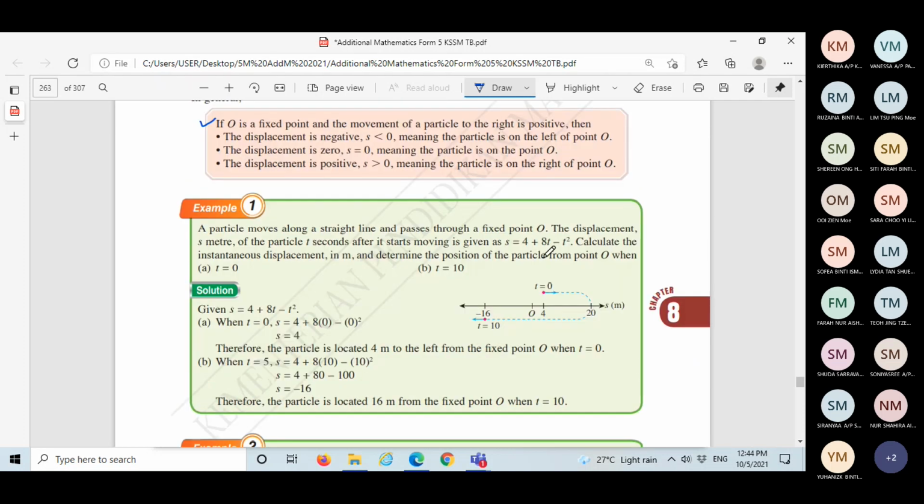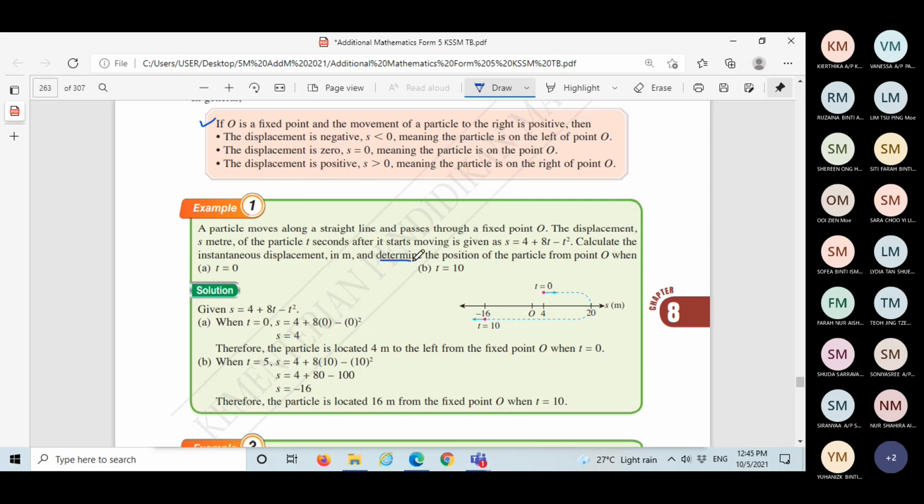In meter, and determine the position of the particle from point O when t equals 0. This means they want to know, when t equals 0, what is the displacement? Very simple, you just replace t in this function with 0, so you get s is 4.